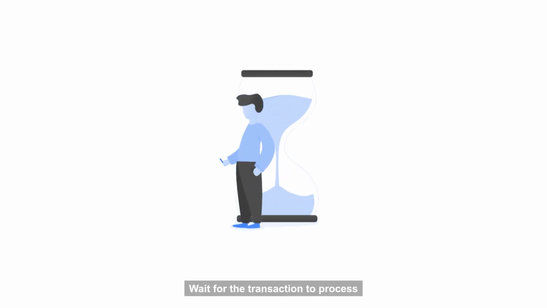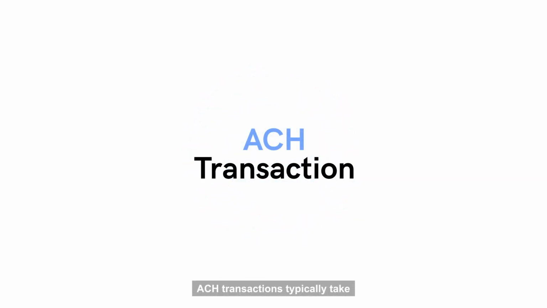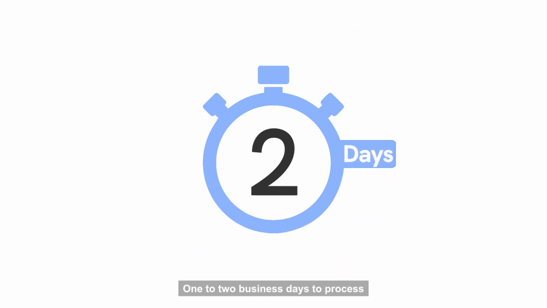Step 4. Wait for the transaction to process. ACH transactions typically take 1 to 2 business days to process.